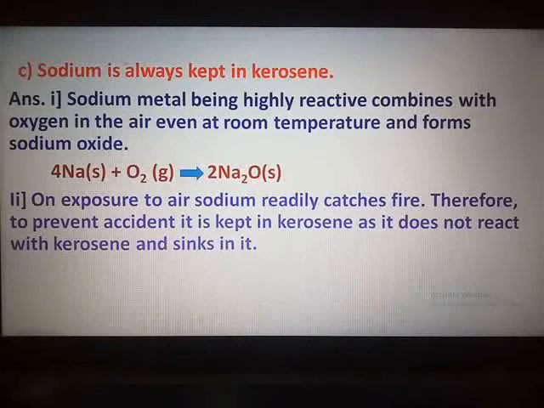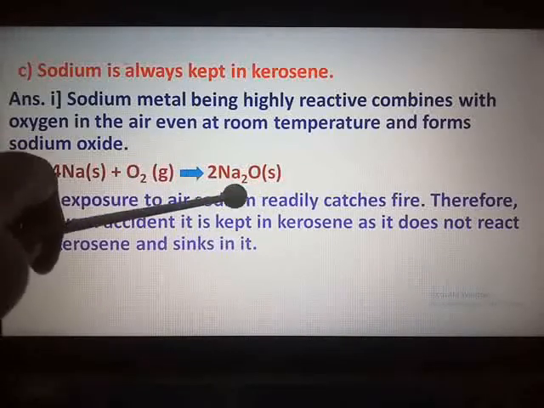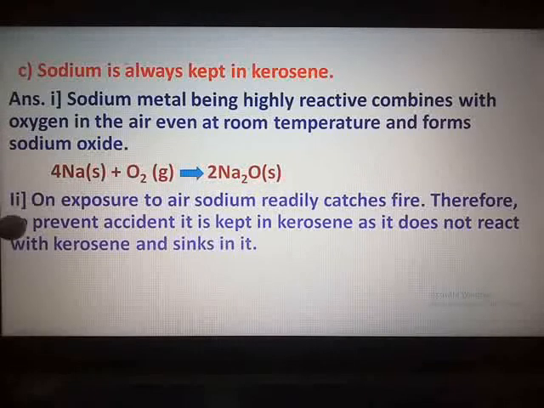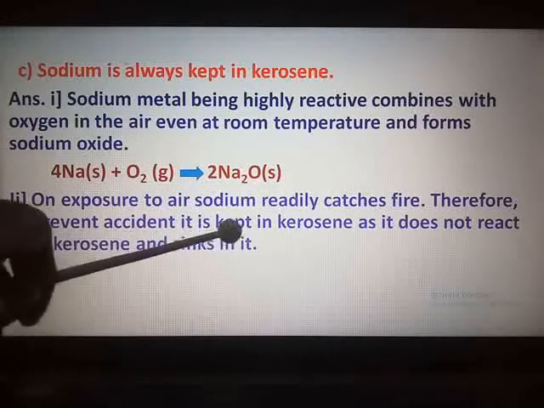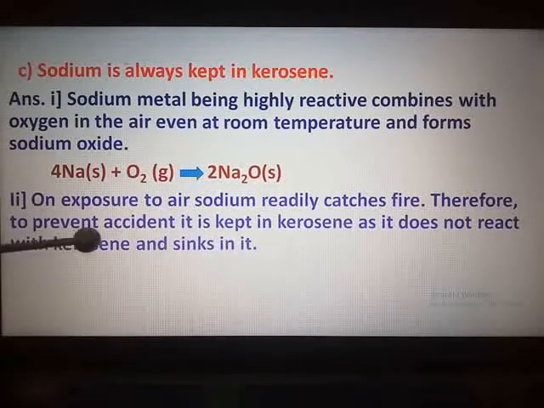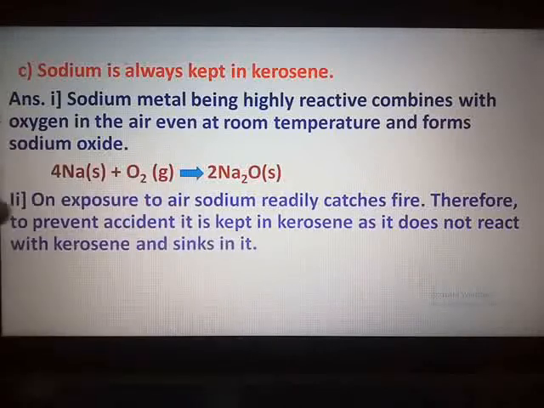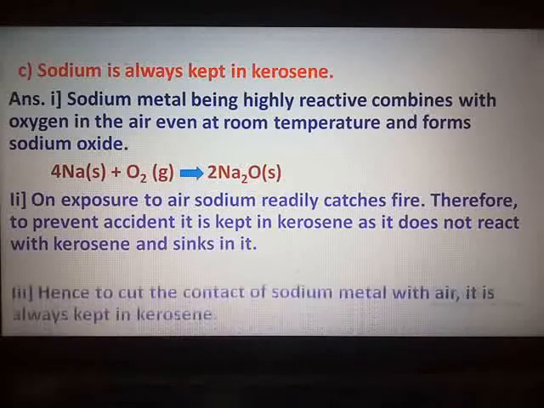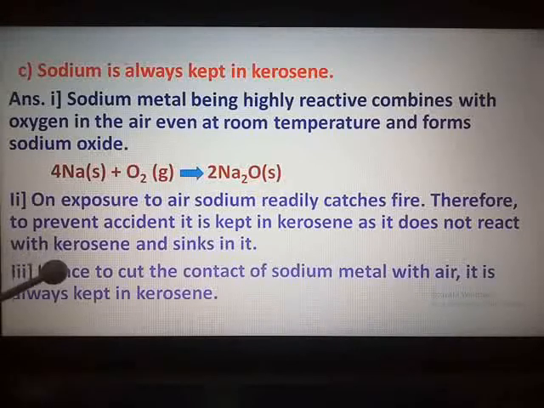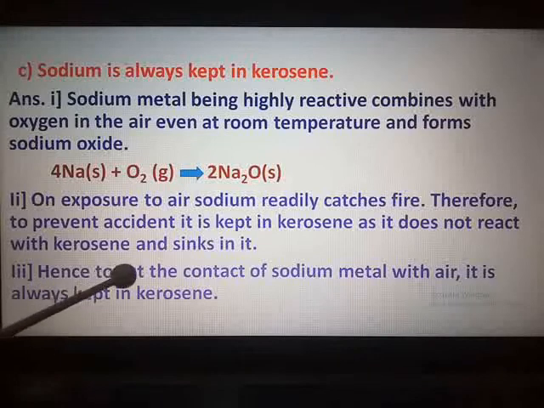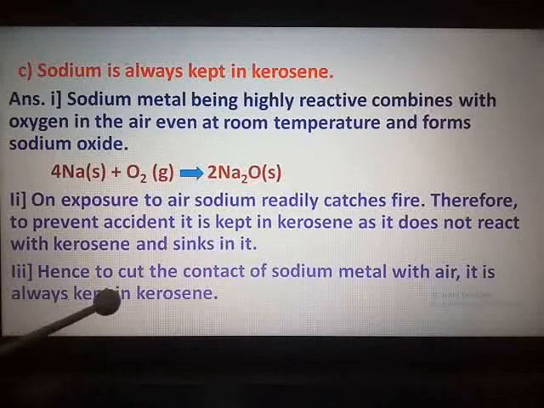Point number 2, continue marking. On exposure to air, sodium readily catches fire. Therefore, to prevent accidents, it is kept in kerosene as it does not react with kerosene and sinks in it. This part, as it does not react with kerosene and sinks in it, you have to add to the textbook statement. Point number 3, this you have to add on your own side. Hence, to cut the contact of sodium metal with air, it is always kept in kerosene. Mark it thoroughly.